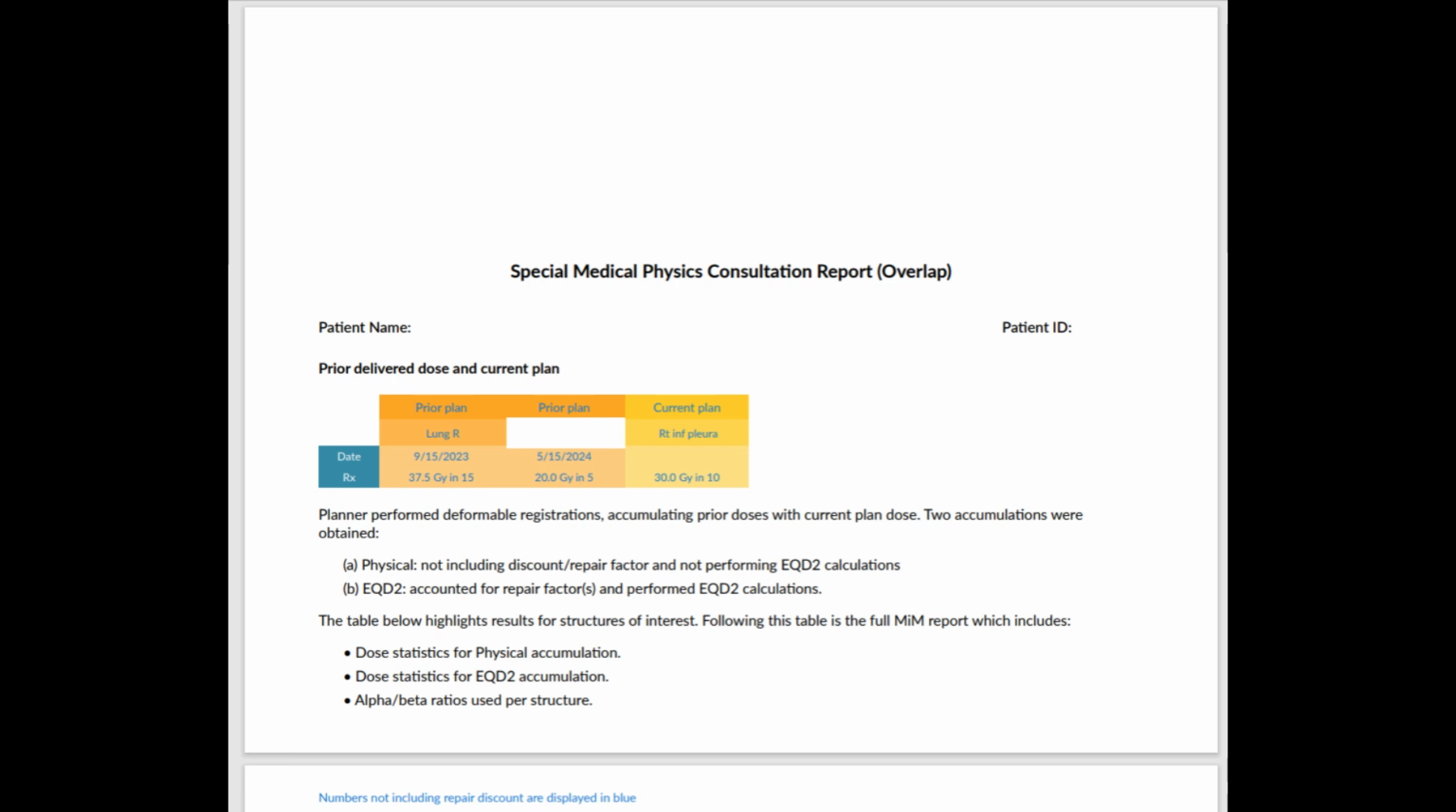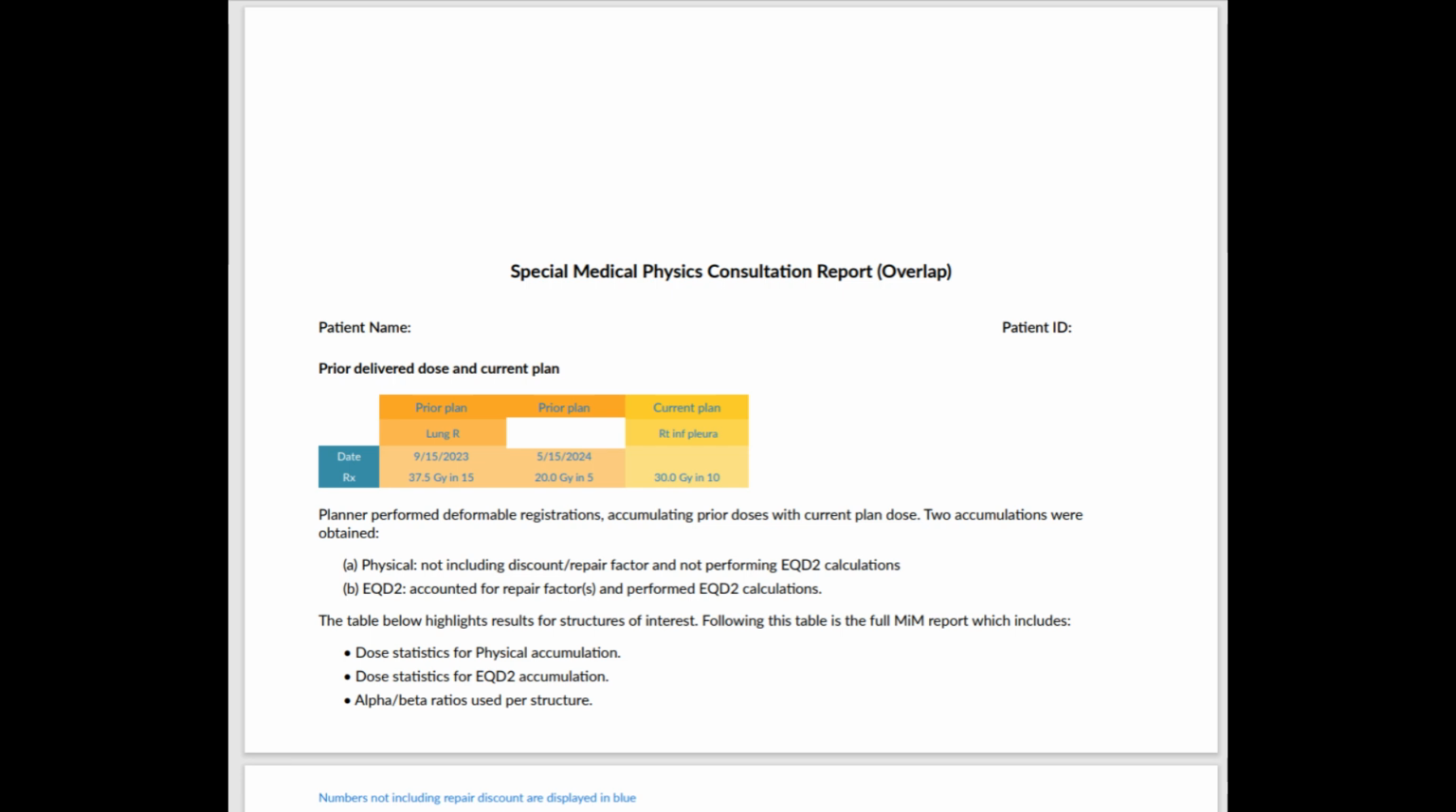My job as the physicist doing an overlap special medical physics consult is to make sure that the final dose accumulations and statistics that the RADONC ends up looking at are not garbage. I do this by running as many sanity checks as I can get my hands on. And that's what constitutes my overlap special medical physics consult report. The report is just the fortification of sanity checks.